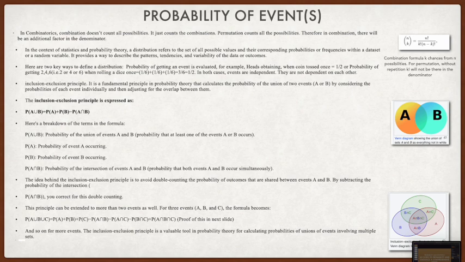This principle can be extended to more than two events as well. If there are three events, P of A union B union C, the formula is somewhat lengthy. It is P of A plus P of B plus P of C minus all three pairwise intersections, but finally one small addition: plus P of A intersection B intersection C. The proof of this is in the next slide, and the Venn diagram of this is on the right side.